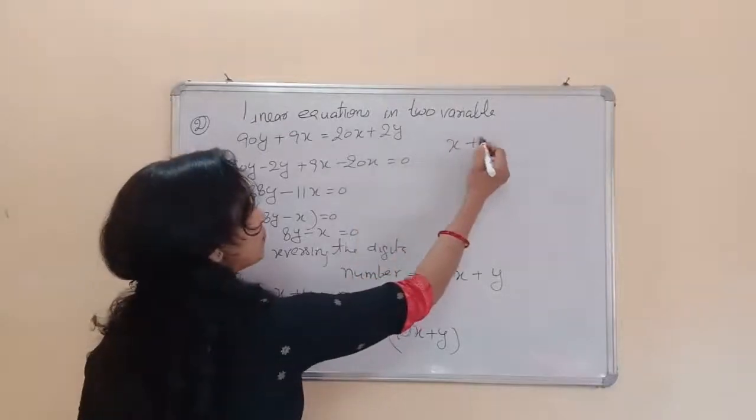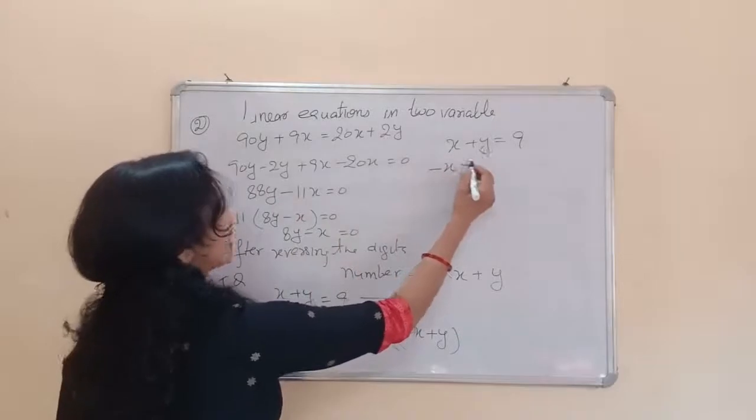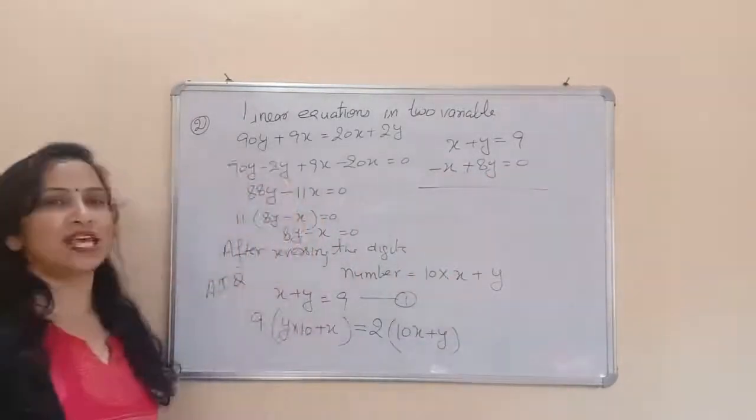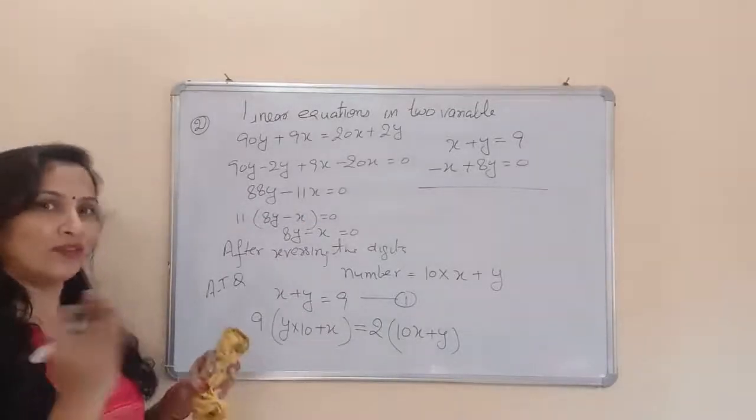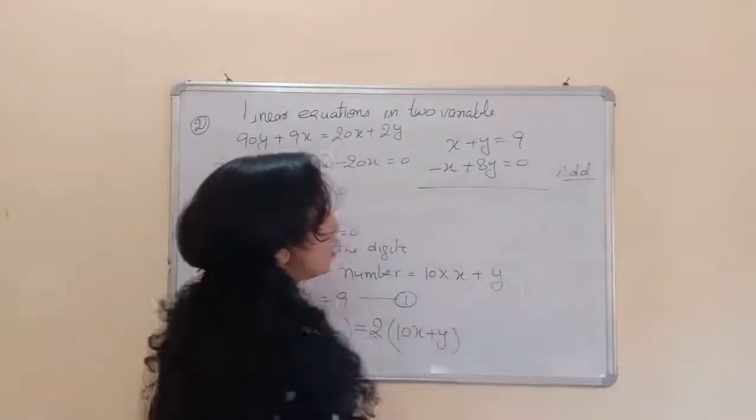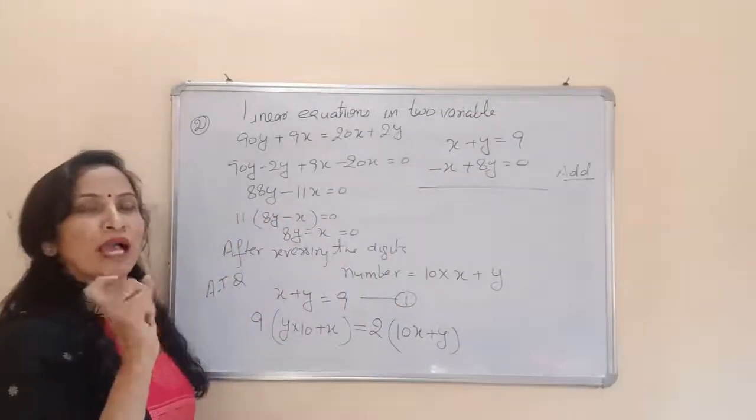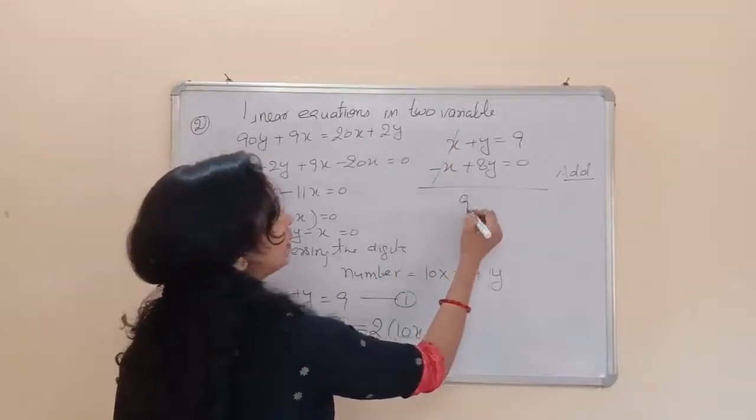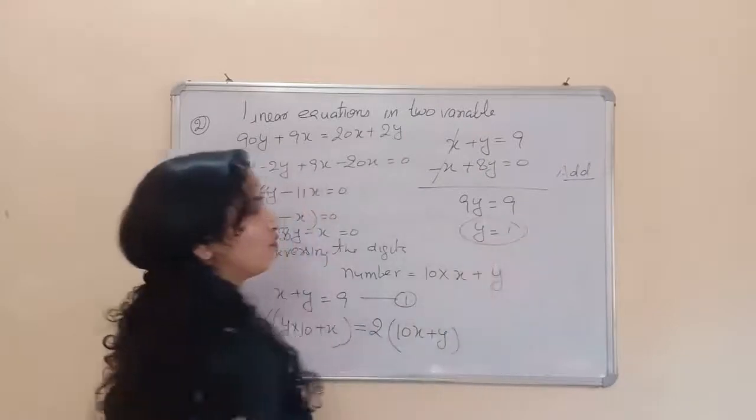First equation is x plus y is equal to 9. And the second equation is minus x plus 8y is equal to 0. Again, both the x have the same coefficient, so we don't need to make it equal. It is already equal, so we will add the equations. Why are we going to add the equations? Because here both have opposite signs, so by adding the equations, x will be cancelled out with x. So here it will be 9y is equal to 9 and y is equal to 1. This is the value of y.